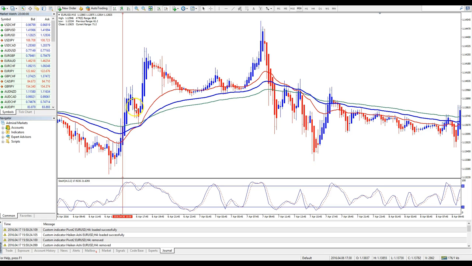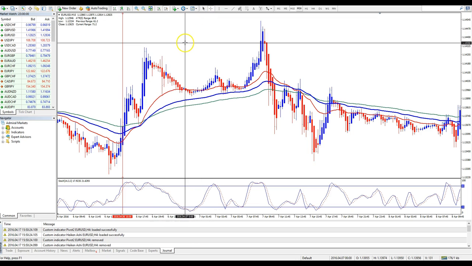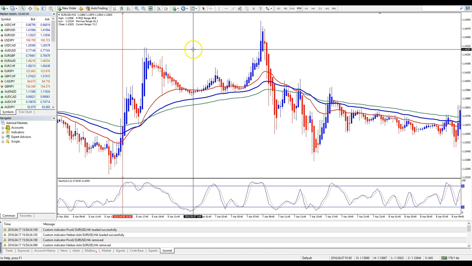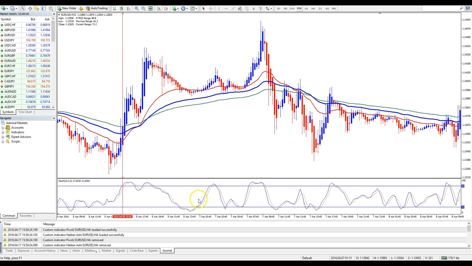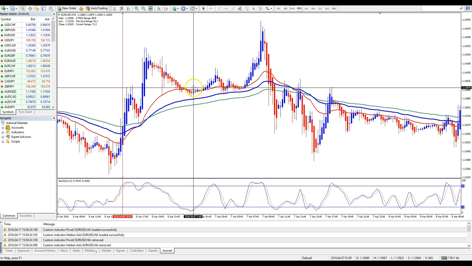So where we could make another entry here, guys, this is your entry. Pullback, you see, price has been here. You see, stochastic is below 20 and from red to blue. So this could be your entry here. This could be your entry here. So let's say another possible 60 pips. So you see how it goes. It's very clear. It's very concise.